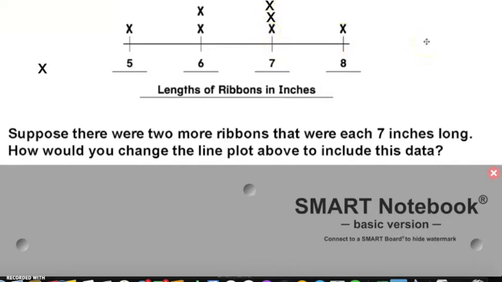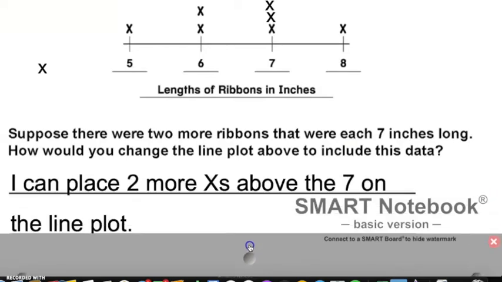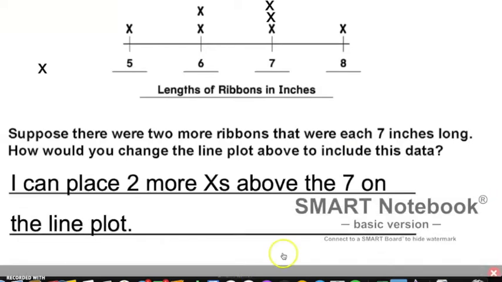Okay, so what you can say is when they ask you how would you change the line plot above to include this data, something that you can say is I can place 2 more X's above the 7 on the line plot, because that's exactly what we did, and that's how we can change the line plot to include information.